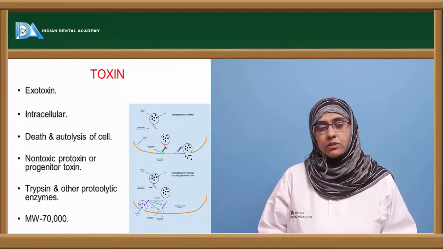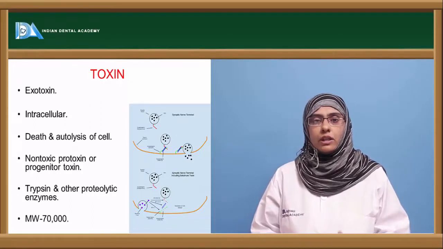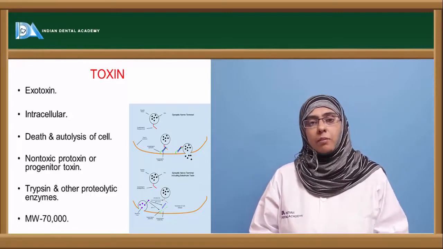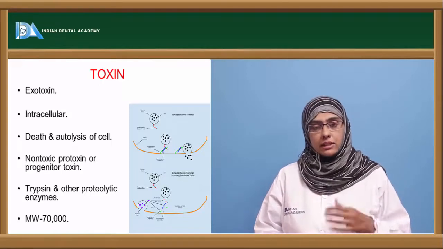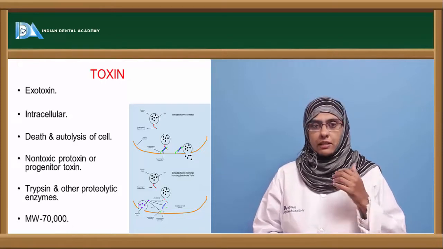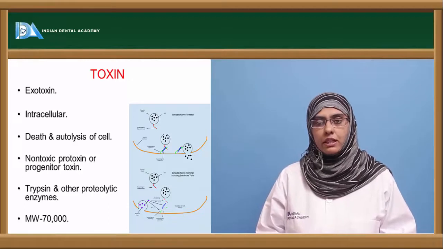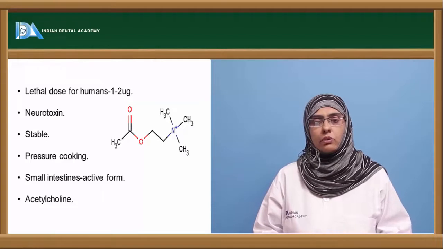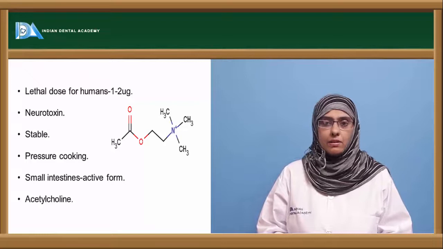The toxin that is produced is a non-toxic protein, or a progenitor protein. It is not an active one. It gets activated only upon the action of trypsin or other proteolytic enzymes. This toxin has been crystallized, and the protein structure has been given to us, and the molecular weight of this toxin is 70,000 daltons. The lethal dose of this toxin is 1 to 2 micrograms in the human. It is a neurotoxin which acts slowly and ultimately kills the person.